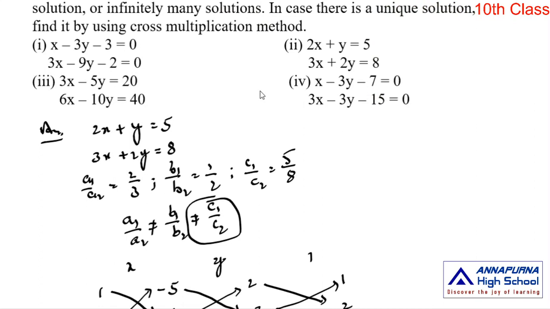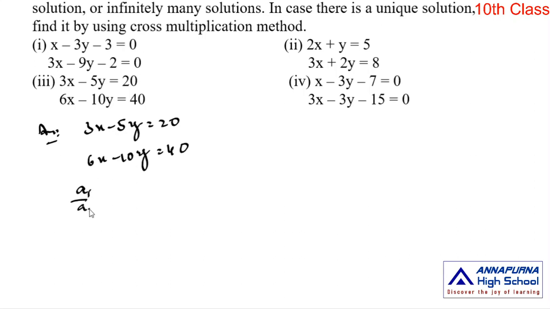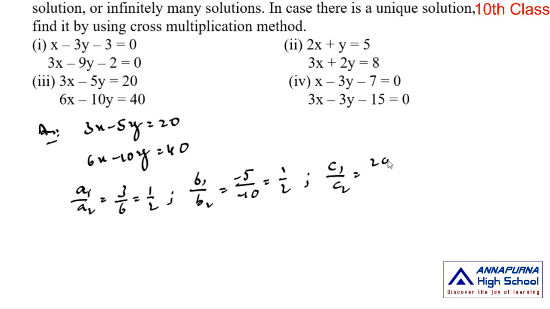Okay, let's come to the third pair. Here the third pair is 3x minus 5y is equal to 20, 6x minus 10y is equal to 40. As usual, find out the ratios. A1 by A2 is equal to 3 by 6 is equal to 1 by 2, and B1 by B2, minus 5 by minus 10, it is equal to 1 by 2, and C1 by C2 is equal to 20 by 40, it is equal to 1 by 2.